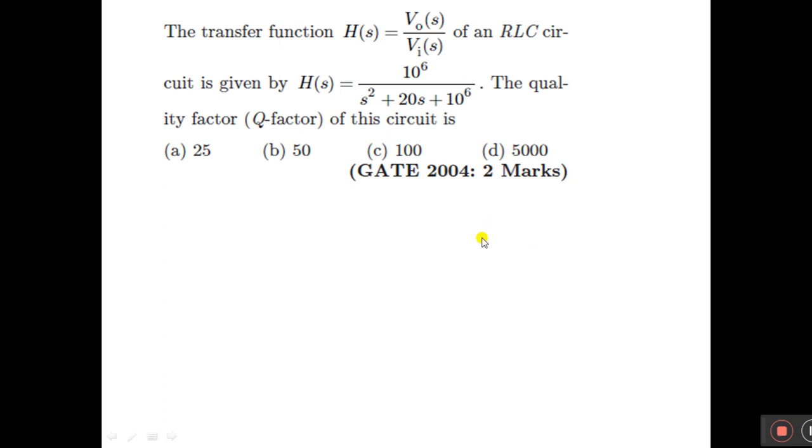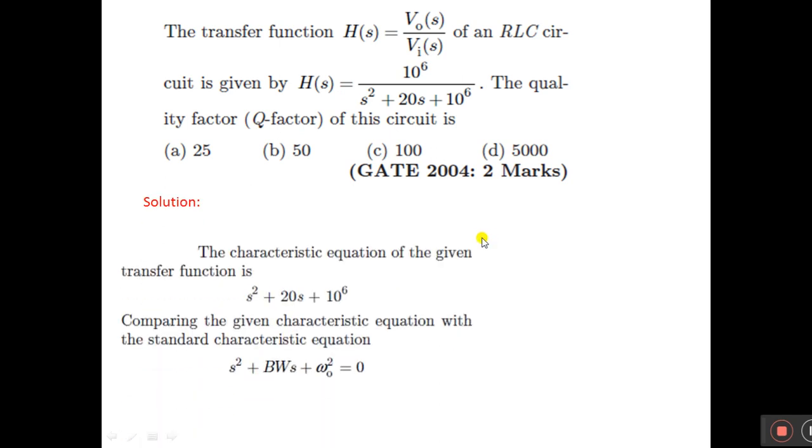Now let us see the solution. So this is a transfer function equation: 10 power 6 divided by s square plus 20s plus 6. From this, the denominator is the characteristic equation. So the characteristic equation for the given transfer function is s square plus 20s plus 10 power 6.